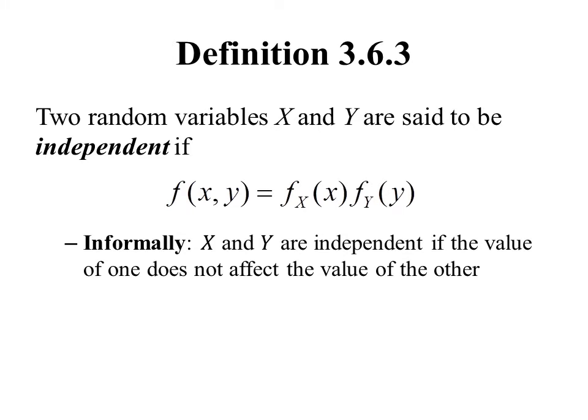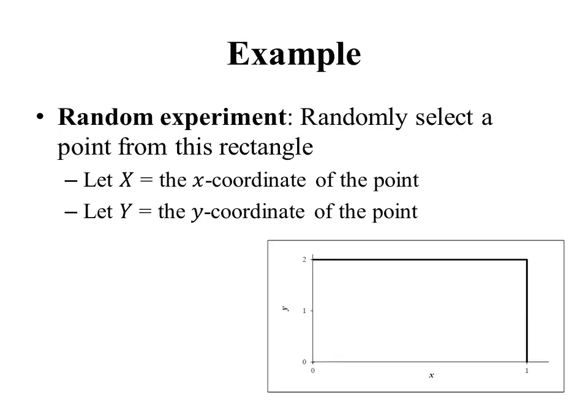Now informally, this idea of independence means that x and y are independent if the value of one does not affect the value of the other. So kind of the same idea as independence with events, except that we're talking about independence of random variables. The random variables are independent if the value of one does not affect the value of the other. Okay. So let's try to apply this idea back to our example, where we randomly select a point from inside of this rectangle.